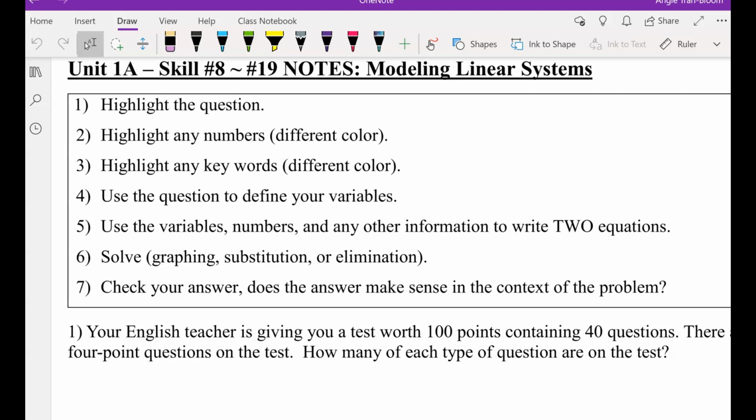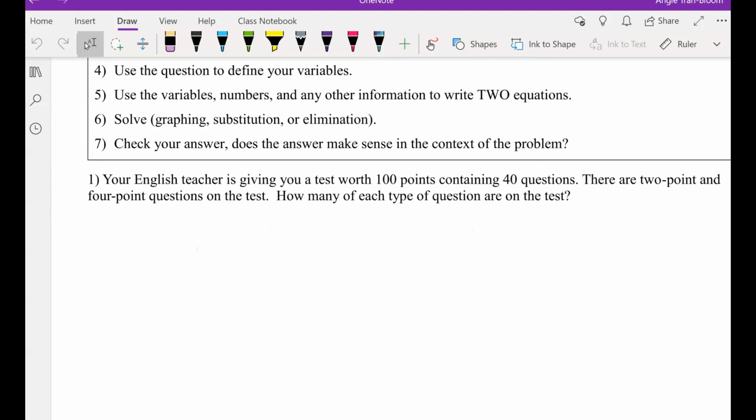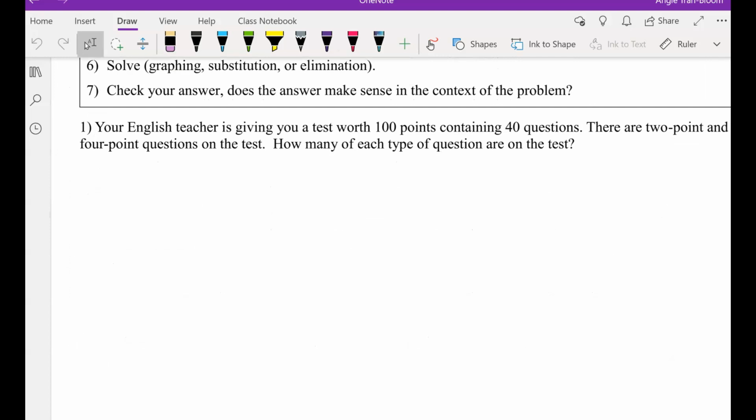Check your answer. Does the answer make sense in that context of the problem? Perfect. Okay, so an example of checking your answer. If you guys are solving for distance, can you have a negative answer? No. If you guys are solving for animals or humans or people, can you have a fraction of a person? No. So stuff like that we have to be mindful about. Okay, number 1. Let's rock and roll.